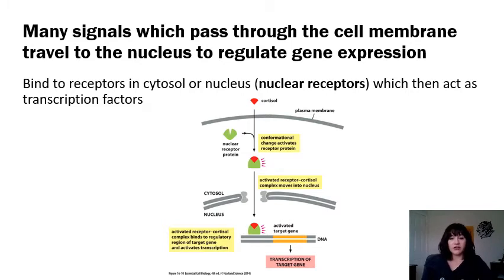Cortisol is a signal that can diffuse through the plasma membrane, and it binds to a receptor protein inside the cell. This is called a nuclear receptor protein, and it guides this signal into the nucleus, and then it can bind to a promoter region and turn on transcription of a target gene.